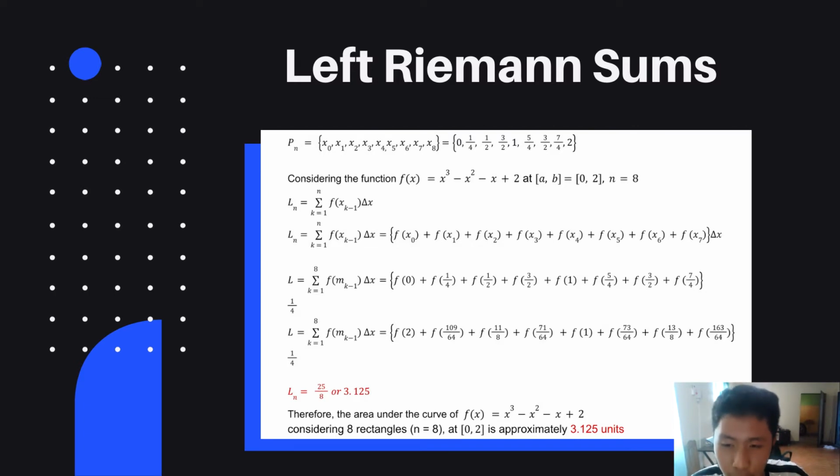With these values, we can now use the formula given, which is the summation of f of x sub k minus 1 multiplied by delta x, in which k is equal to 1 until the value of n, which is 8. After a lot of calculations with input from x sub 0 to x sub 7, the area under the curve of f of x equal to x cubed minus x squared minus x plus 2, considering 8 rectangles at 0, 2, is approximately 3.125 units.